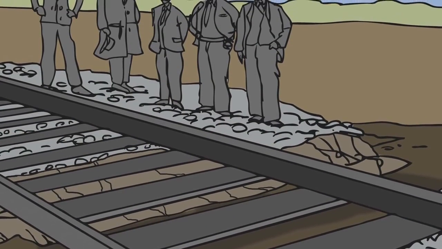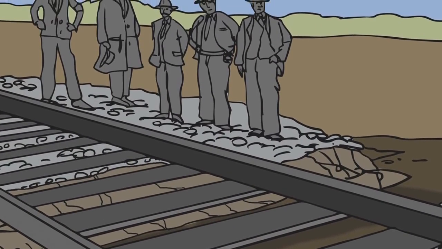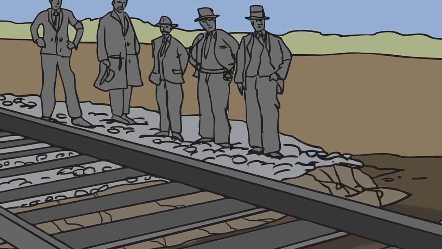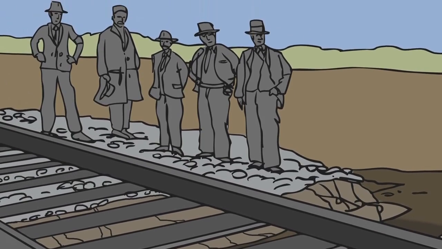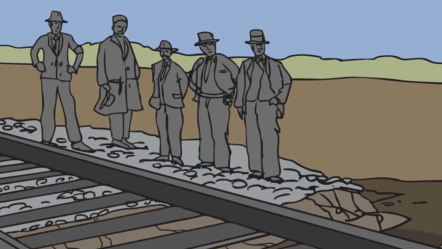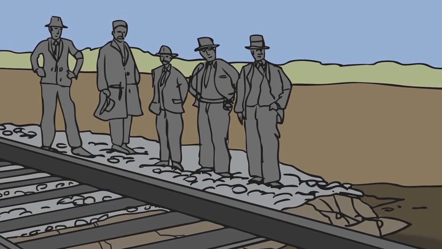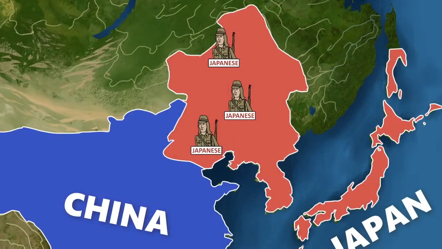As justification, Japan cited the Mukden incident, in which elements of the Imperial Japanese Army detonated a small amount of dynamite at a section of the South Manchurian Railway, which had been granted to them in the Russo-Japanese War. The Japanese then falsely accused China of sabotage.